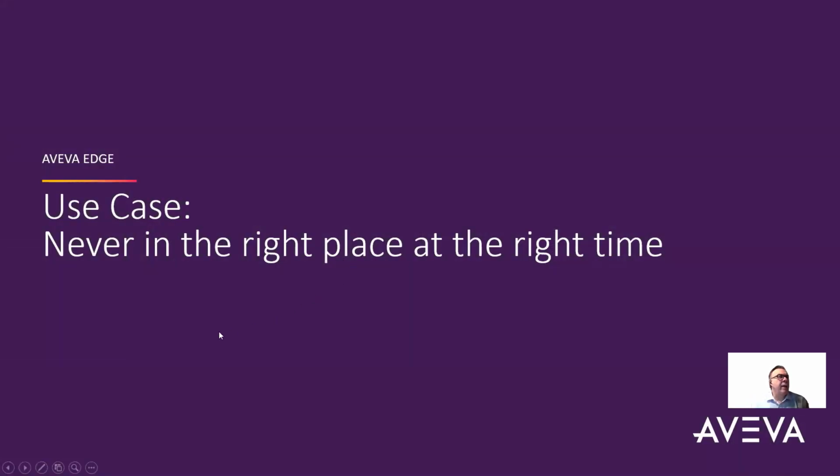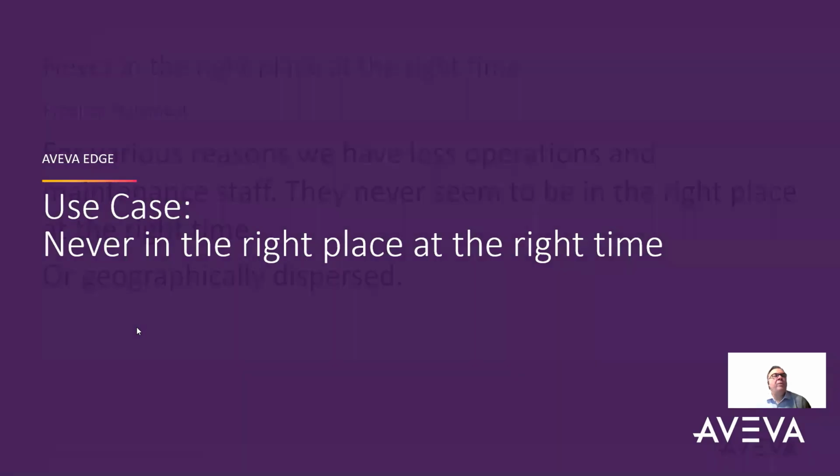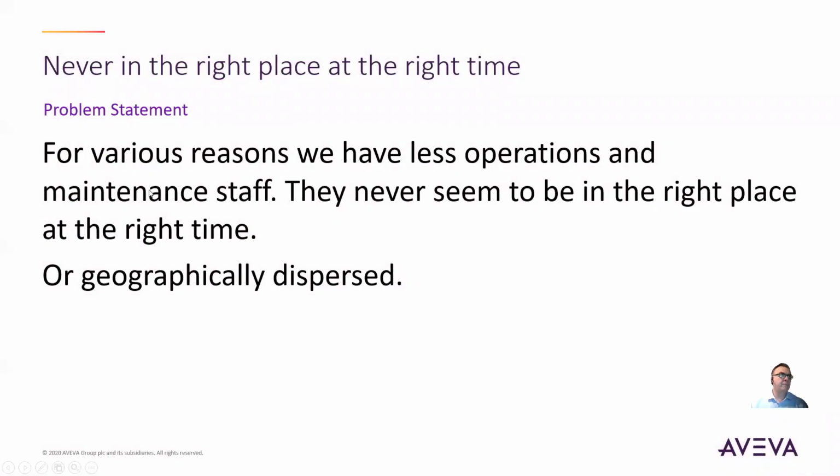The next use case that we hear a lot about is we're never in the right place at the right time. So for various reasons, we have less operations staff, maintenance staff, and they never seem to be in the right place at the right time, or they're geographically dispersed. So one of the things that I hear is, for example, 15, 20 years ago, it wasn't uncommon that if you had 10 different machines, you had 10 different operators, one-for-one relationship. And now either it's for the times we're experiencing in 2020 or for whatever reason, maybe people are just wanting to be more efficient.